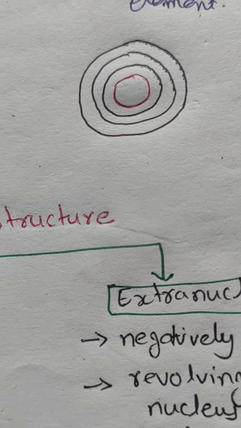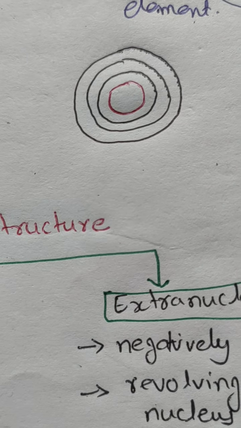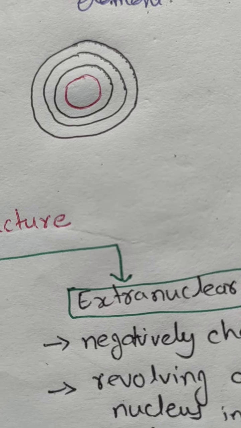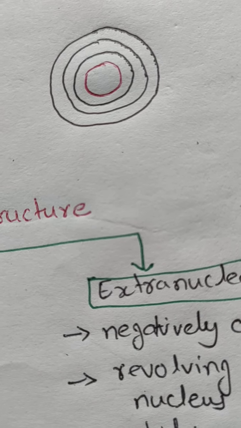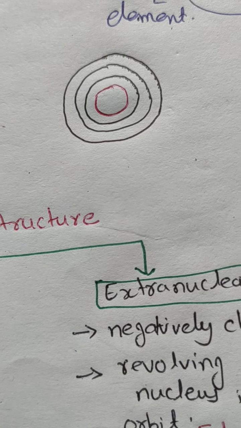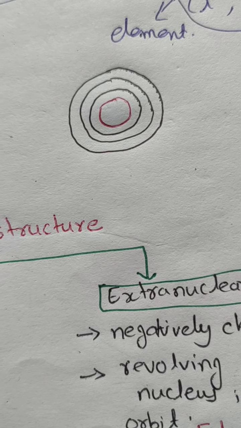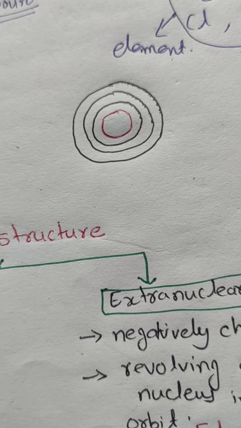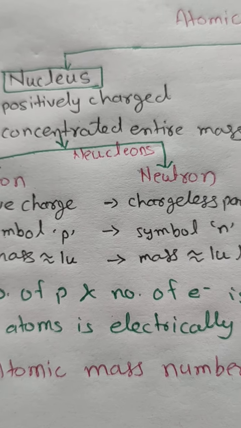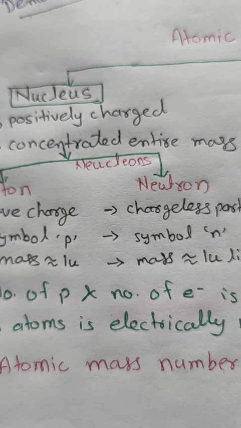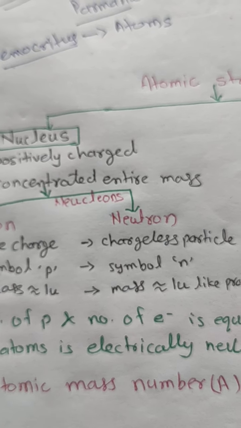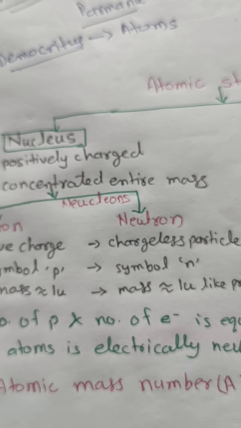The red part you see in the diagram is the nucleus. I repeat again, the red part that you see in the picture is the nucleus, and the black circles are the extra nuclear part. Now see what is present in the nucleus and what is present in the extra nuclear part. First, the nucleus. The nucleus is positively charged. The entire mass of the atom is concentrated in the nucleus.